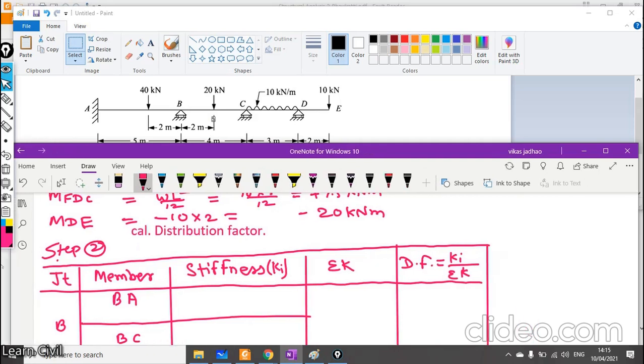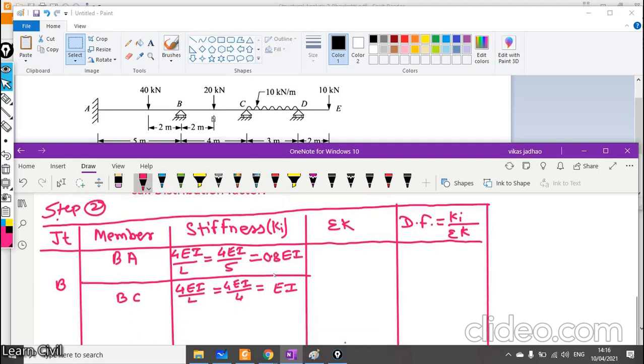So write down 4 EI divided by L. We have L for this particular BA as 5 meters. So 4 EI divided by 5 will be equal to 0.8 EI. Similarly, for BC, we will have the stiffness as 4 EI upon L. L for BC is 4 meters, so it will be equal to EI.